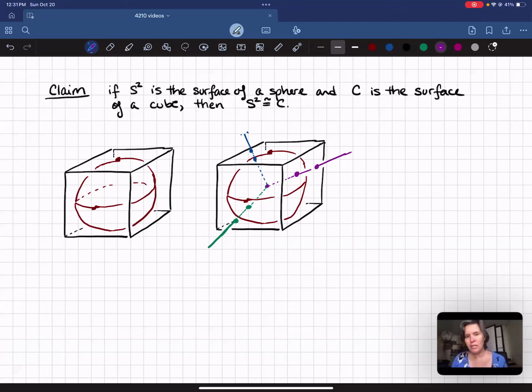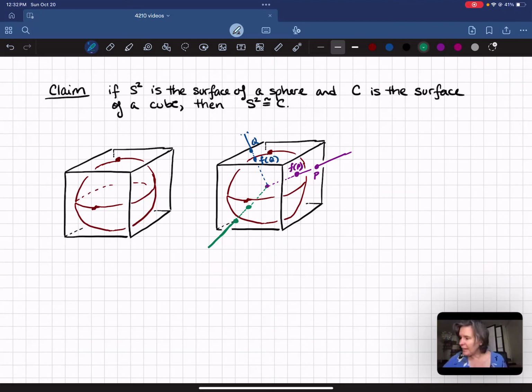What I'm going to do is take any point on the cube. So for example, let's say this point right here is a point P on the cube. Okay, that one's on the side wall of the cube. I'm going to shoot a ray through P into the origin, and that ray will intersect the sphere at some point right there, which I will call F of P. Okay? If I were to take a point on the top of the cube, let's call that point Q up there, and then shoot a ray through that point Q down to the origin, it'll cross the surface of the sphere at some point. So I'll call that point F of Q.